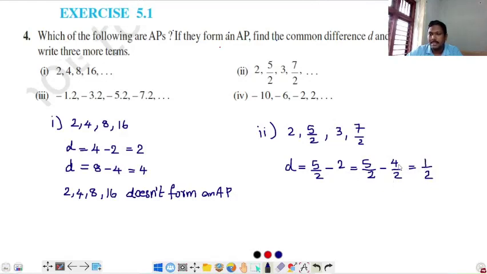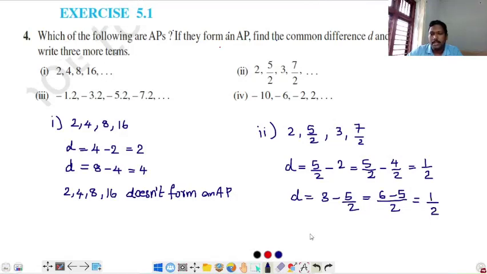Or say make the same denominator, we will get 5 by 2 minus 4 by 2, or cross multiplying you will get 5 minus 4 all divided by 2 is equal to 1 divided by 2. Now next d, A3 minus A2. What is A3? 3. 3 minus 5 divided by 2 is equal to, cross multiplying you will get 3 into 2, 6 minus 5 all divided by 2 is equal to how much?